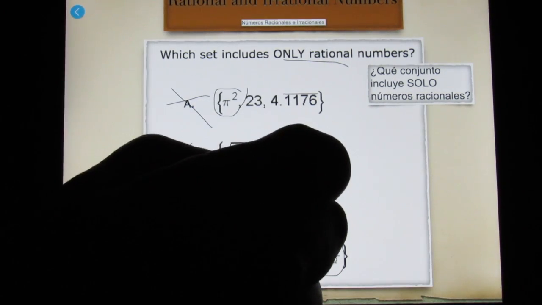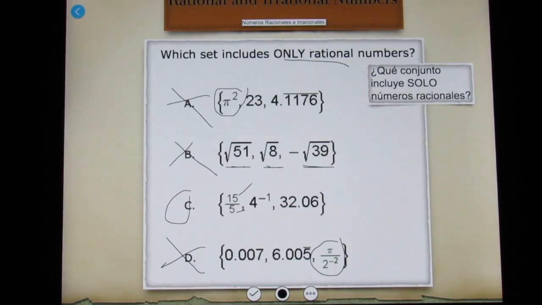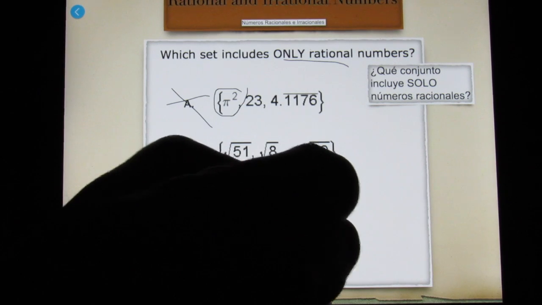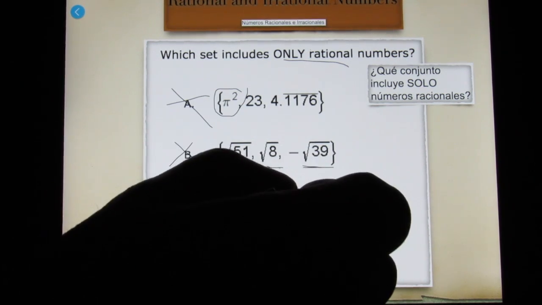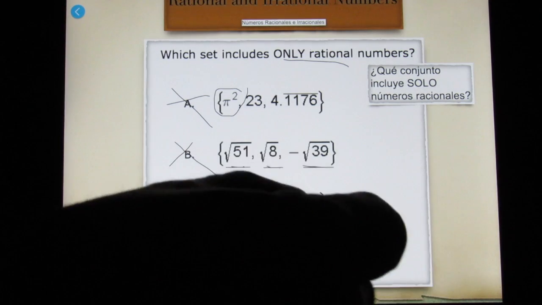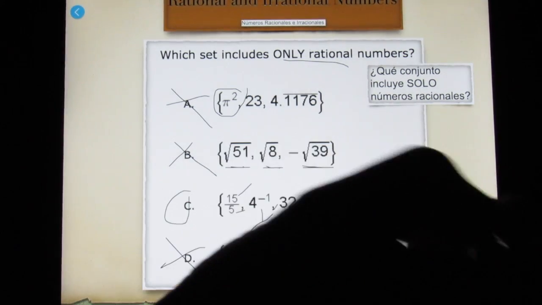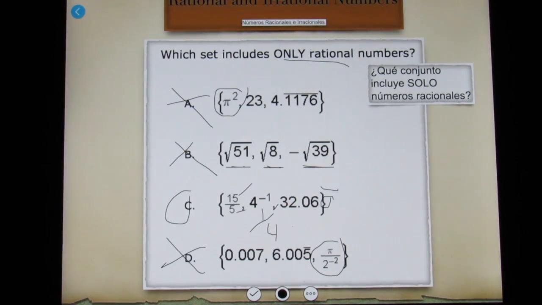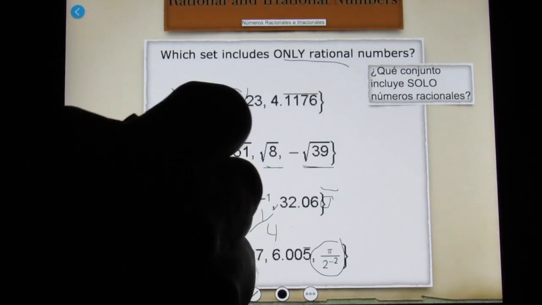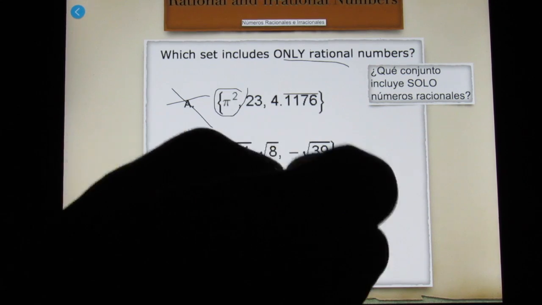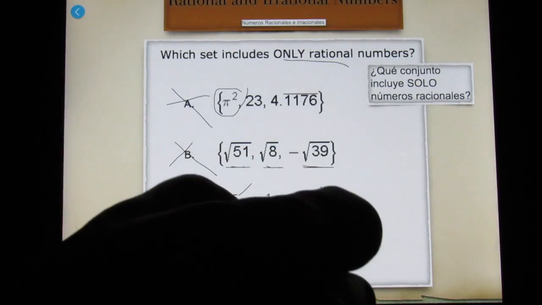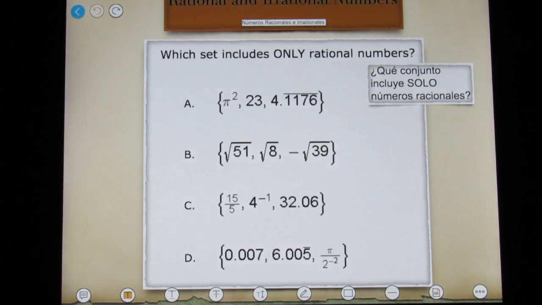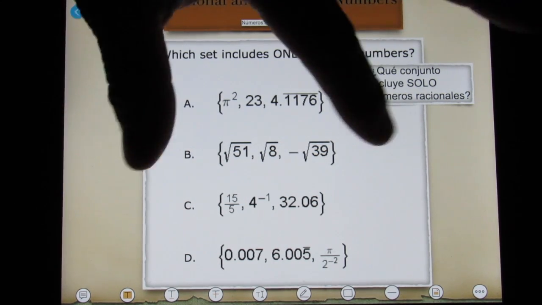Again, this asks for only rational numbers. 15 is, 5 is. If we remember our negative exponent rule, that could be 1/4. 1/4 is rational. 1 is rational. 4 is rational. And 32.06 would have a 0 repeating after it. And that, of course, is rational also. So my right answer, only rational numbers in the choices, choice C here. Hope that makes sense. Just look for irrational numbers and get rid of that choice.